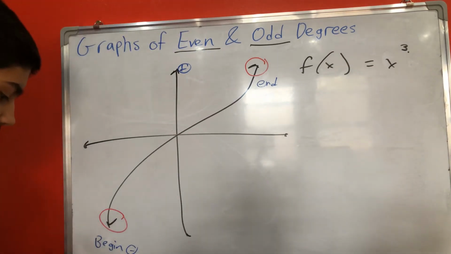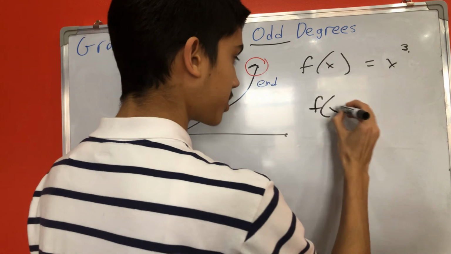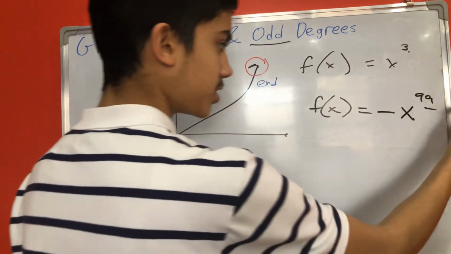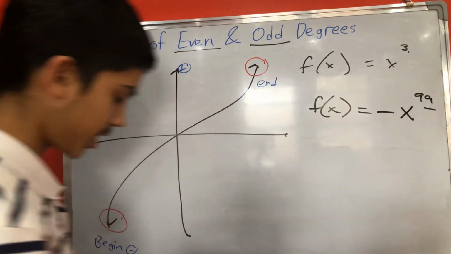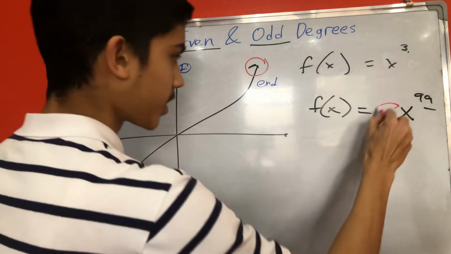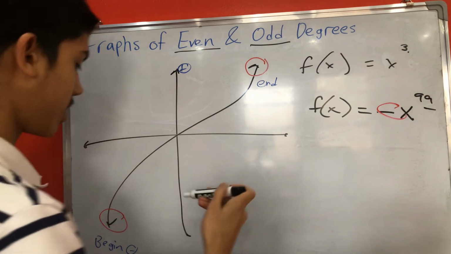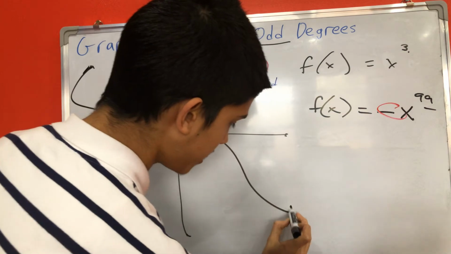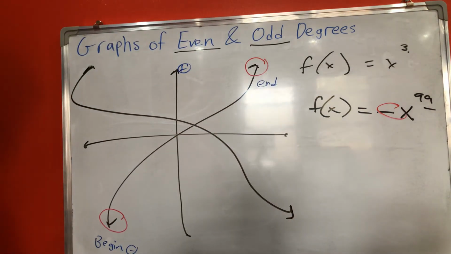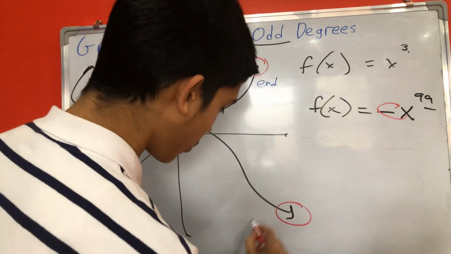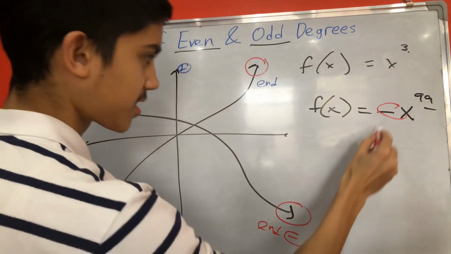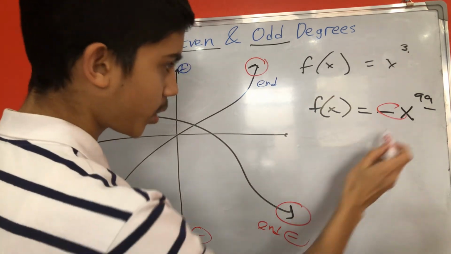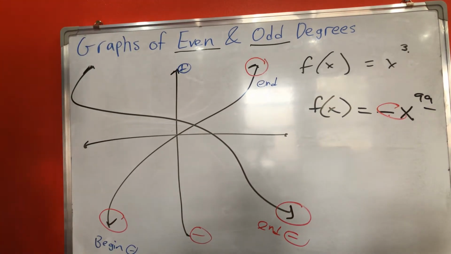But what if I had a negative function for an odd degree? For example, f of x is equal to negative x to the 99. This is just an odd number, but we have a negative sign. So instead of it looking like this, it's actually going to begin in the positive and it's going to end in the negative. And I think that's a pretty good way to remember. Wherever it ends determines the sign. So since it ended in the negative part of the y-axis, it's going to have a negative coefficient in front of it.